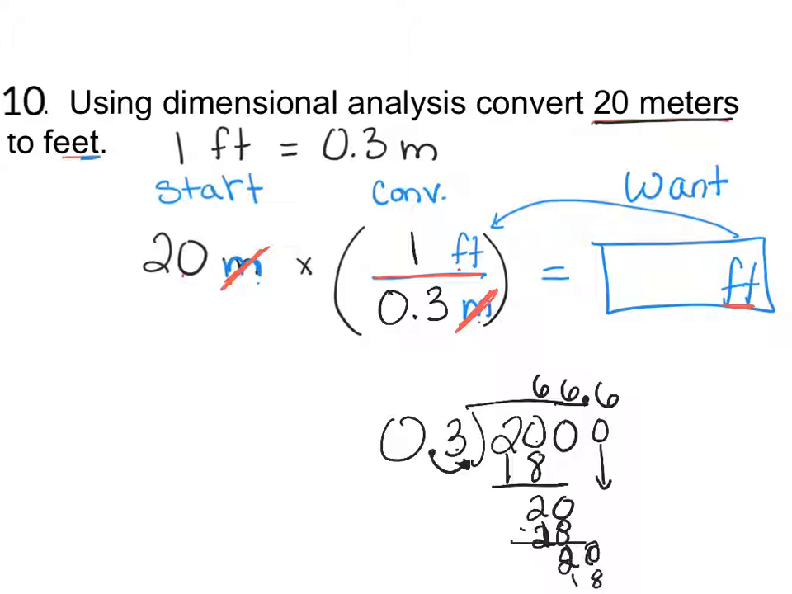So my approximate amount would be 66.6, with the 6 repeating feet, and what that means is 20 meters is about 66.6 feet.